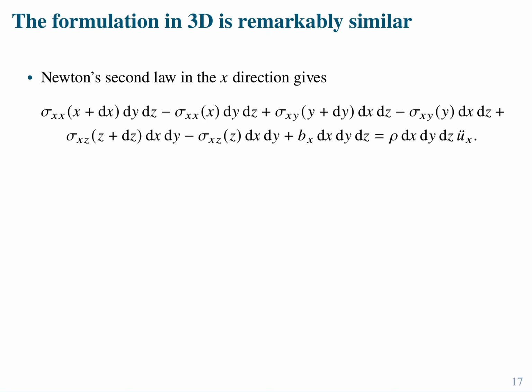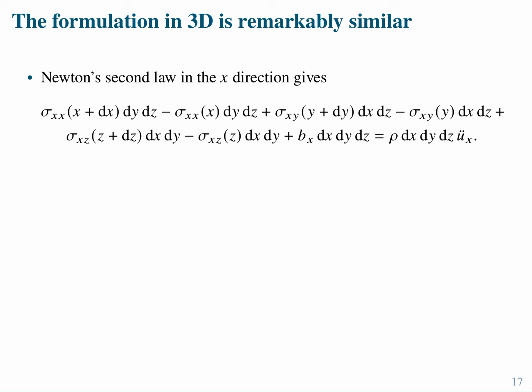When we write Newton's second law with all these forces, you get the effect of all those stresses acting on those faces. Then we have the effect of the body force right there. Finally, on the right-hand side, you have mass times acceleration. You have the density, you multiply that by the volume, then you have the actual mass, and then the acceleration in the x direction.